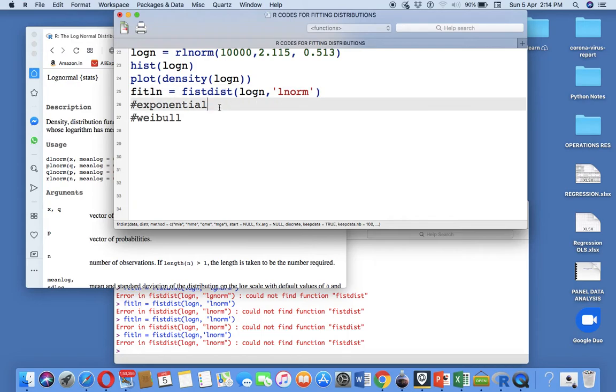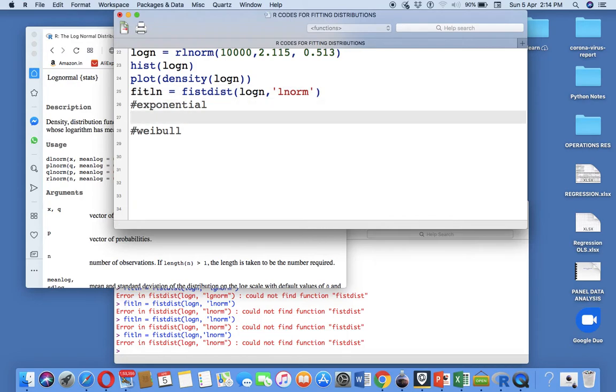I will now go to the exponential distribution. So I will first generate EXP, R EXP, open bracket, 10,000 observations. Okay, so we'll just have a look at what the exponential distribution looks like.